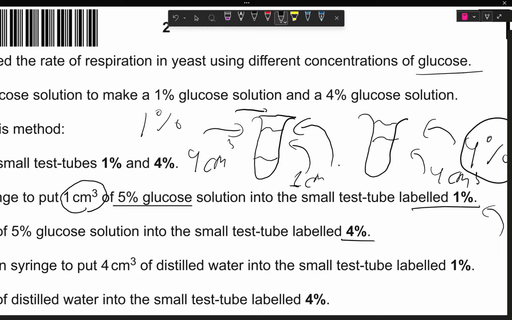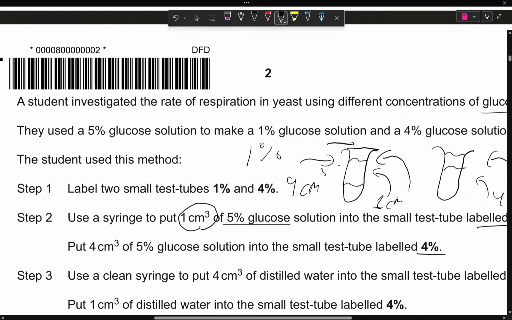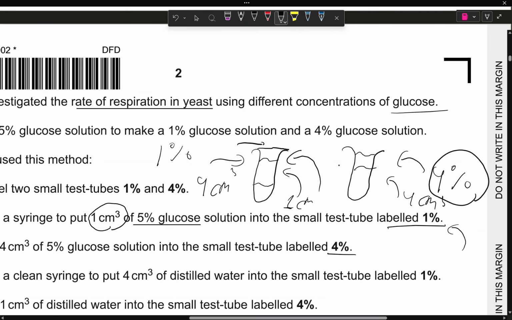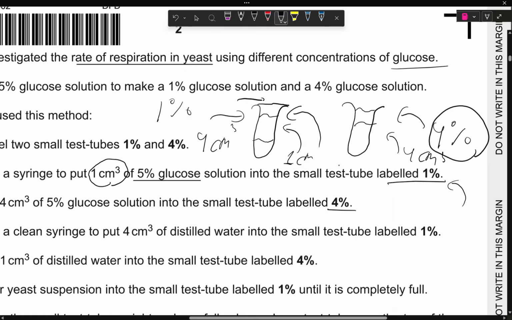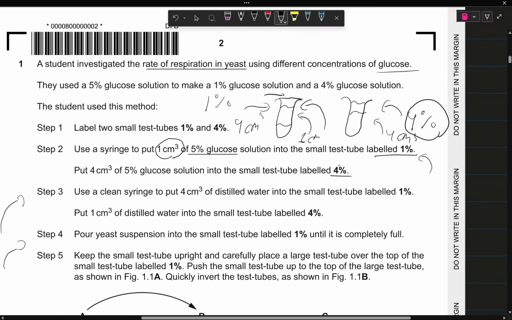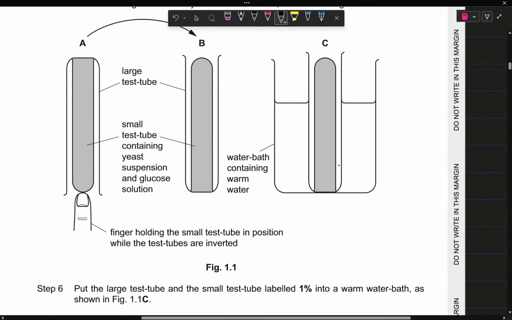Any gap that we have here, we will fill it with what? With yeast suspension. Because after all, this investigation is about what? It's about the rate of respiration of yeast. So of course, we have to have yeast in our experiment. Now the same goes of course for the 4% one, but that will be later, not now. For now, we only focus on the 1% yeast solution. Or to be more specific, the glucose solution.